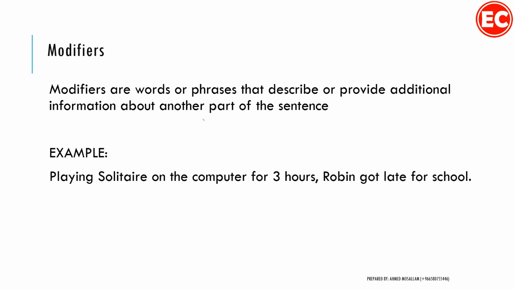Let's have this example. Playing solitaire on the computer for 3 hours, then we have a comma here, Robin got late for school. This is modifying what? Who is playing? Ask yourself, what or who is playing solitaire? It's Robin. So we must place him directly after the comma. And this is the mistake that many students fall in. They don't realize this rule, that the modifier should be close to the noun that it modifies.